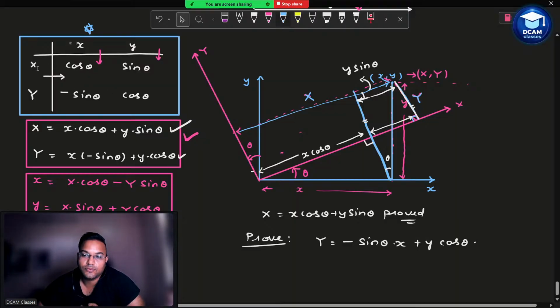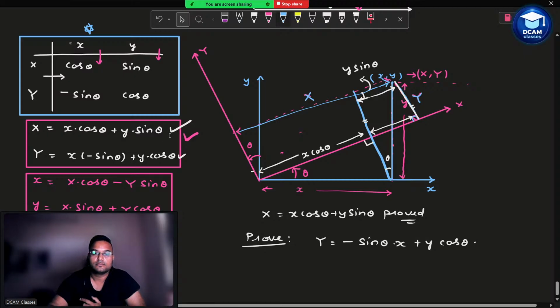Now, when you have to find out the capital X with respect to the new coordinate system, it will be small x into cos theta plus small y into sin theta. You have to go left to right. Similarly, capital Y is equal to x into minus sin theta plus y into cos theta. If you want to get small x in terms of capital X and capital Y, you have to go down. Small x is equal to capital X into cos theta minus capital Y into sin theta. Similarly, small y is equal to capital X into sin theta plus capital Y into cos theta.